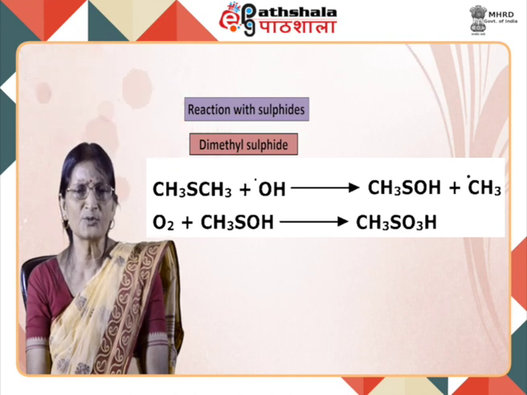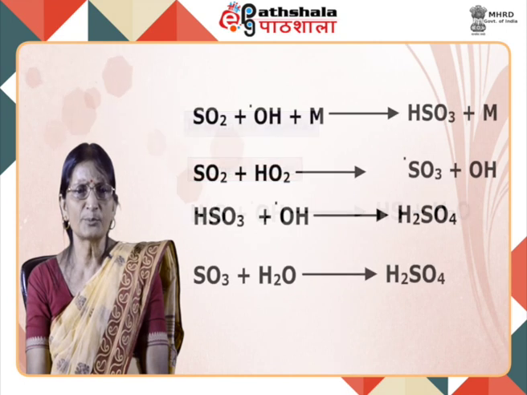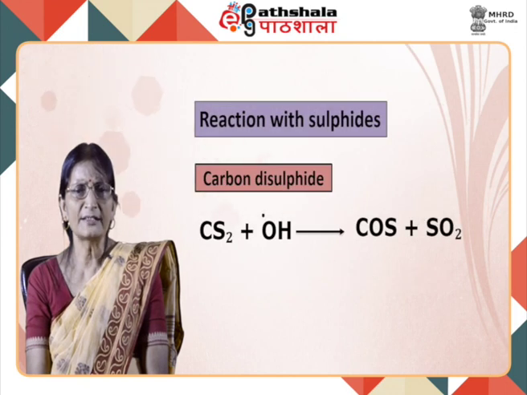The above reaction produces methyl sulfonic acid, and most of the product results in the Earth's atmosphere. A small amount gets oxidized through sulfur dioxide. Hydrogen sulfide reacts with hydroxyl radical to give hydrogen sulfide radical and water. The product so formed is oxidized in turn by sulfur dioxide through a number of reactions, and finally sulfuric acid can be formed. Carbon disulfide, the final product of oxidation by hydroxyl radical, results in the formation of carbonyl sulfide and sulfur dioxide in equal proportions.